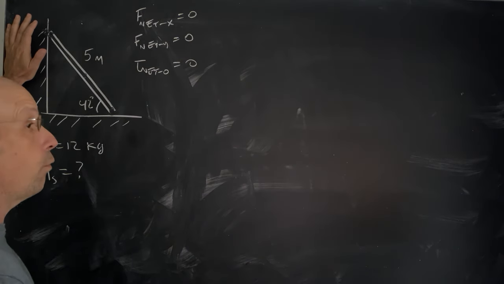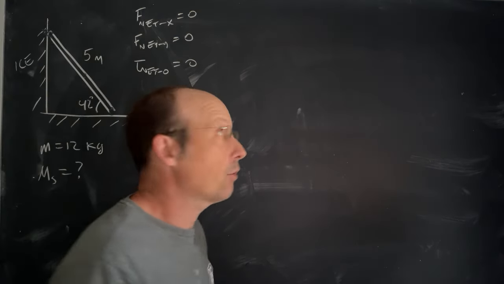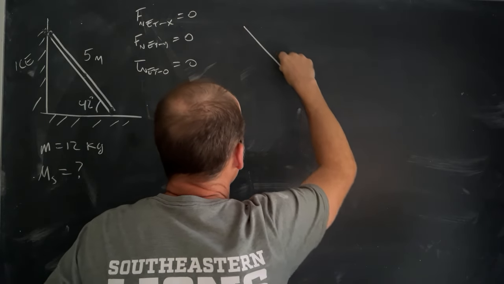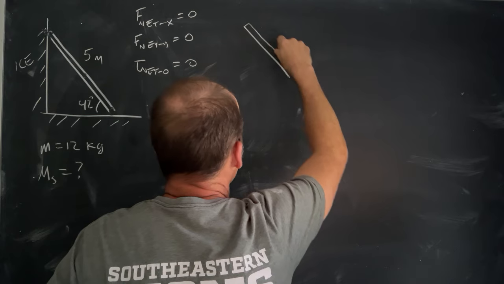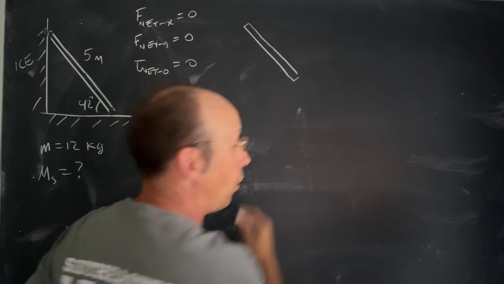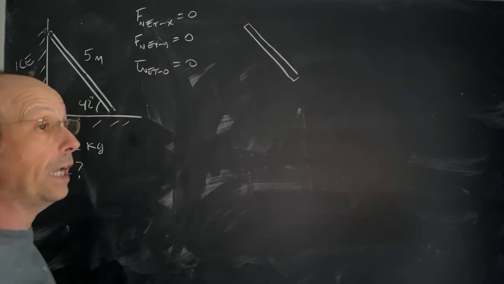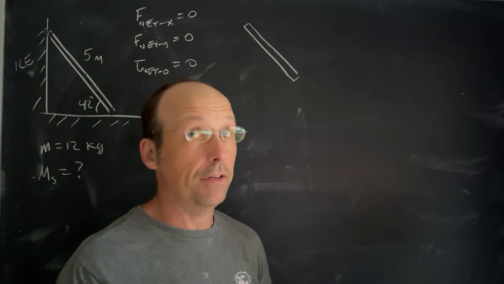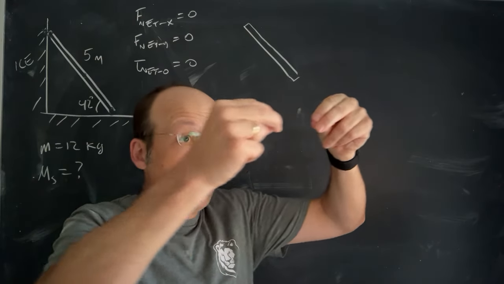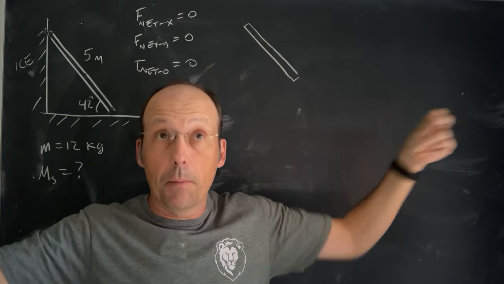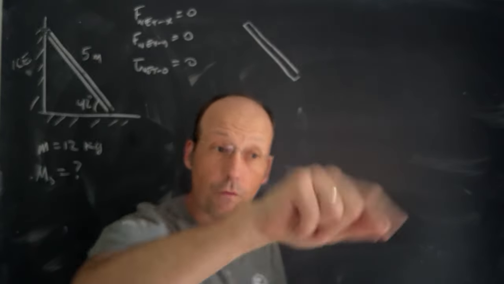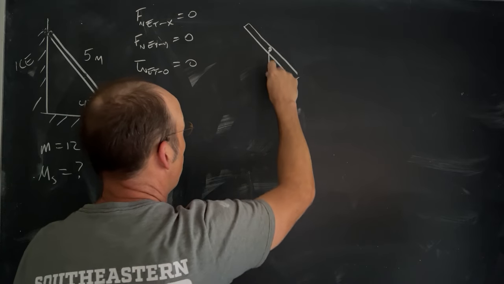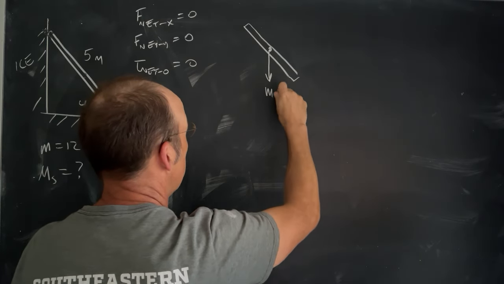So let's start off with a rigid body diagram, where we draw the object, which is the ladder, and then all the forces acting on it with the location of the forces. Let's start with the first force that we always want to talk about, and that's the gravitational force. Gravity acts on all parts of the ladder, but we can represent it as a single force acting at the center of mass, which is at the center of the ladder, since it has a uniform density, mg.